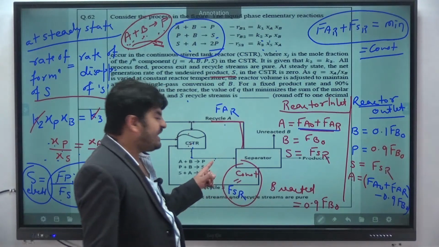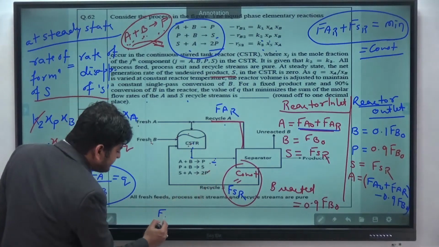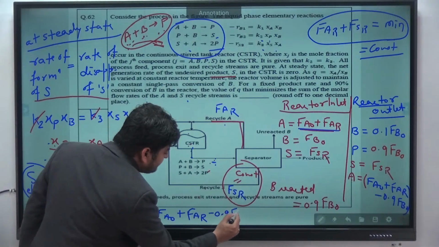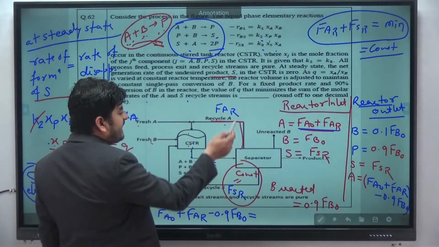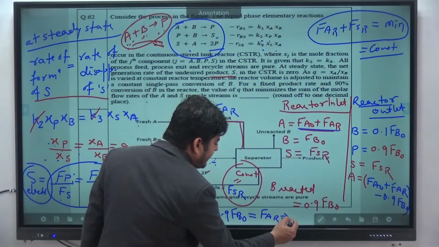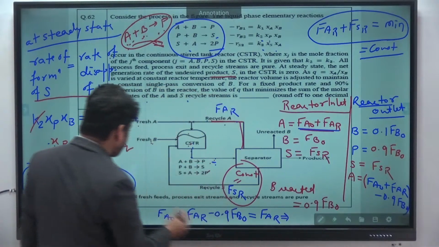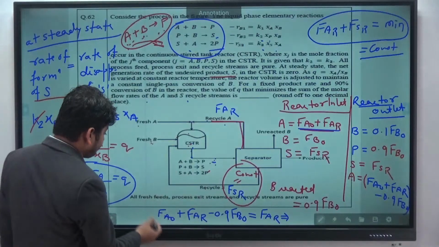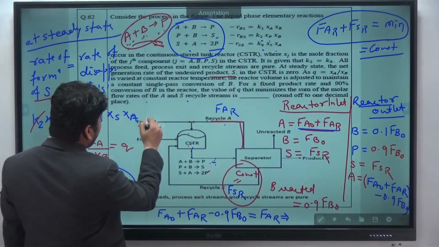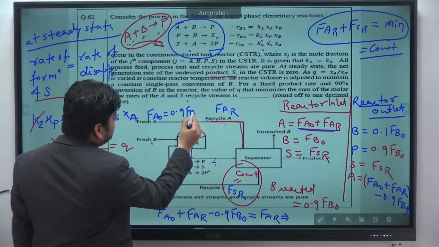Whatever A we have here, the same amount is going in the recycle stream. So that means the amount of A here is FA naught plus FAR minus 0.9 times FB naught, equal to the amount of A getting recycled, that is FAR. So when you rearrange this expression, you will get FA naught equal to 0.9 times FB naught.